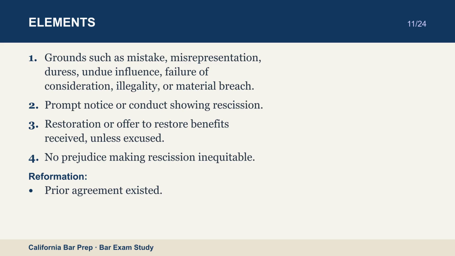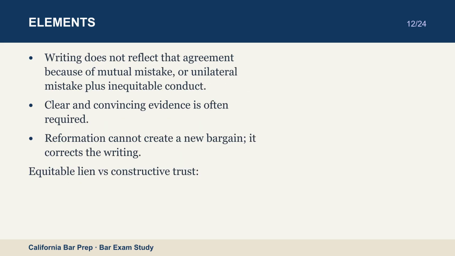Reformation. Prior agreement existed. Writing does not reflect that agreement because of mutual mistake or unilateral mistake plus inequitable conduct. Clear and convincing evidence is often required. Reformation cannot create a new bargain. It corrects the writing.